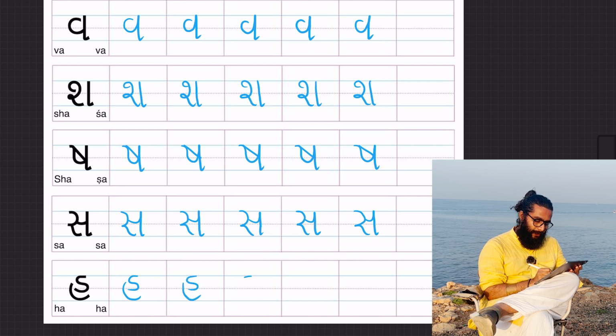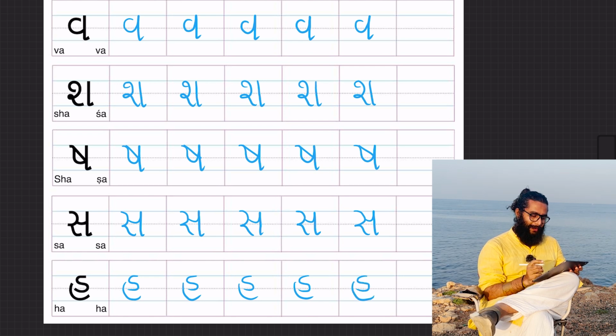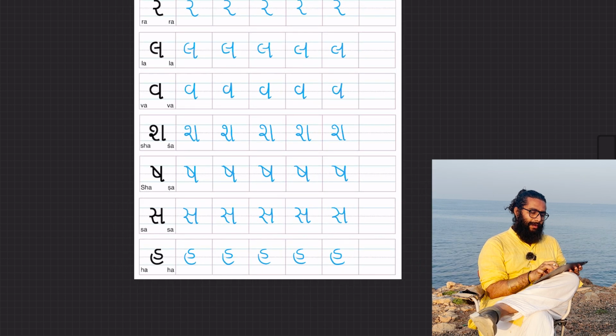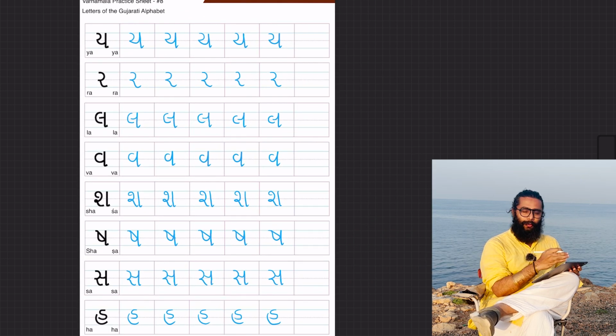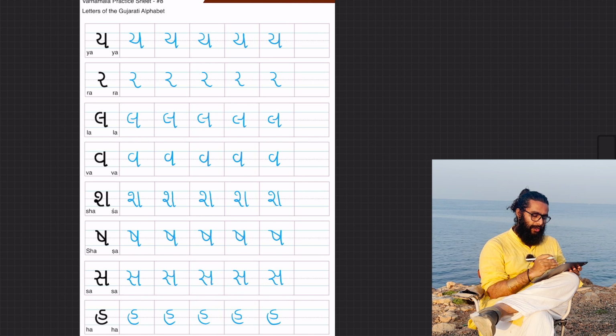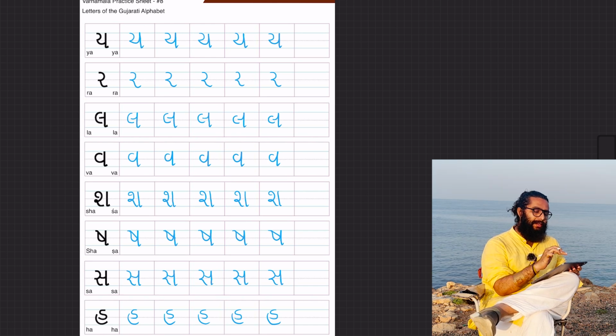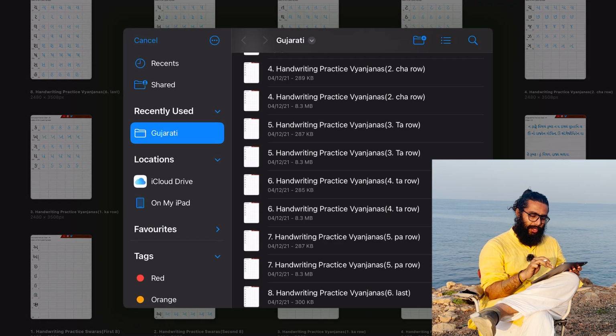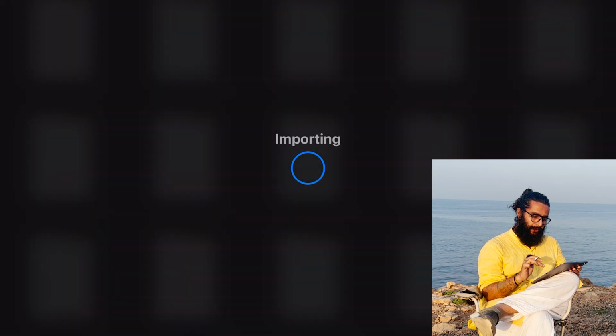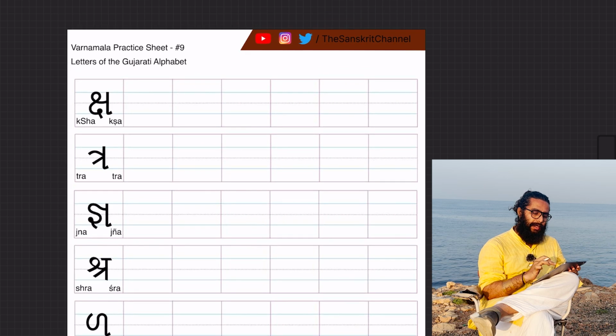Ha. Ha. Ha. Ha. I hope ya, ra, la, va, sha, sha, sa, ha, which are the miscellaneous consonants, are clear. We will now look at how to write a set of compound consonants, which are as follows. The first of them is ksha, which is a combination of ka and sha.